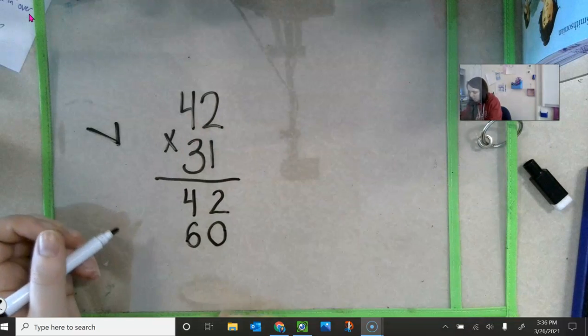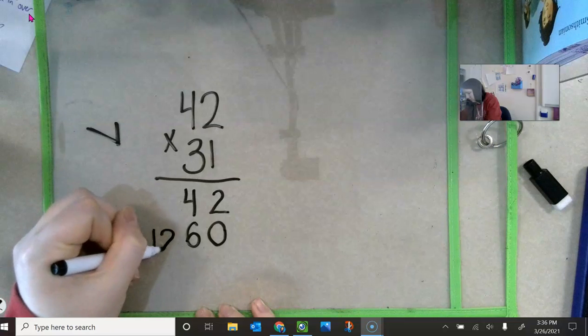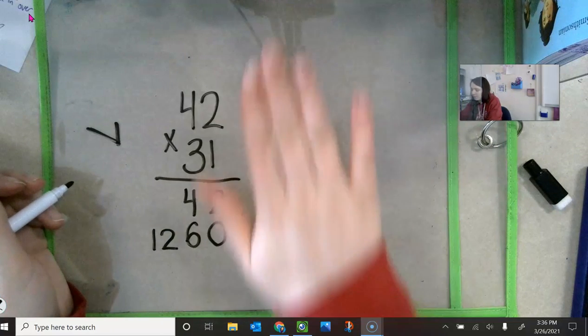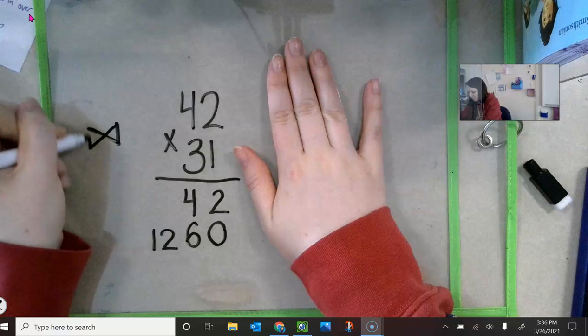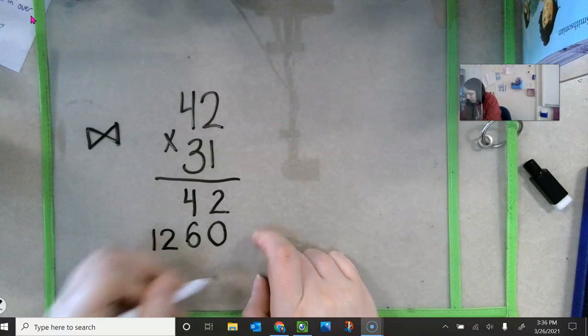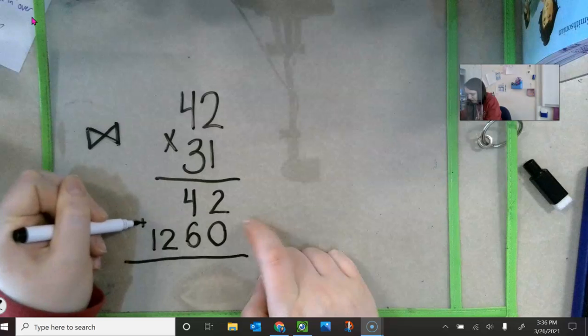3 times 4, that's 12. Again, if you need to, make sure you write out your multiples. Alright, I have my partial products, and I'm going to add them together.